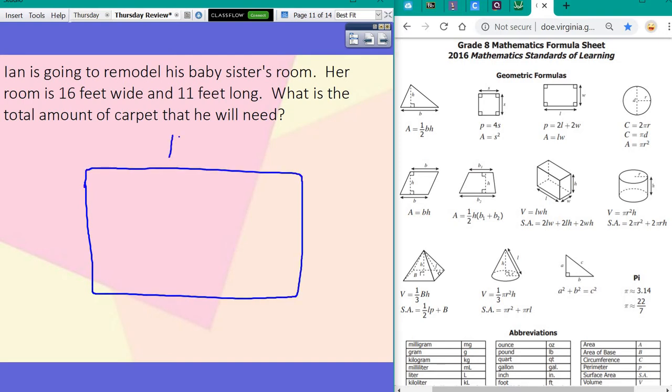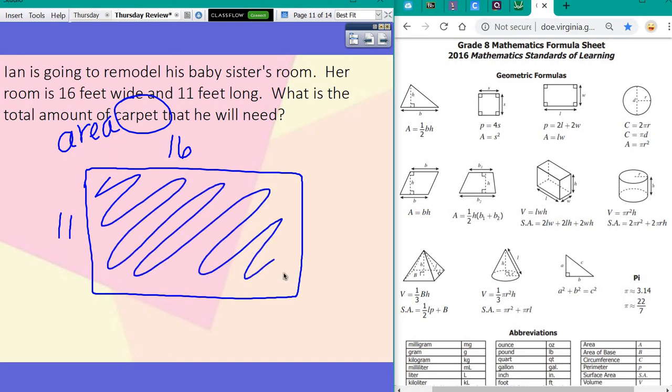Okay, it's 16 feet by 11 feet. Now let's keep reading. What is the total amount of carpet that he will need? All right, carpet is my key word here, and it tells me that I am looking for area. All right, because I'm gonna fill this entire space with carpeting, and that's area. So I'm gonna check over here on my formula sheet, and I'm gonna find my rectangle, and I'm gonna find the formula for area, and it says that area is the length times the width.